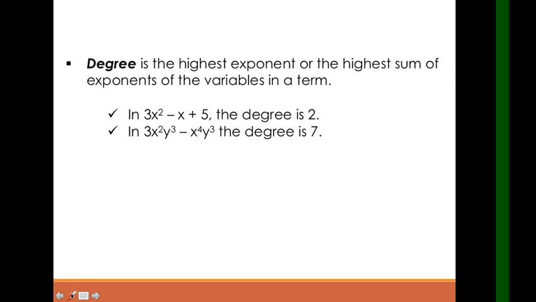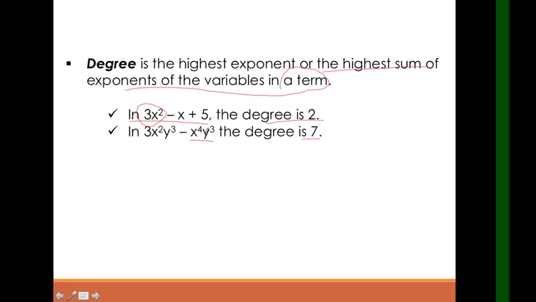Now, for the degree, iba ang degree sa exponent. Okay? Ang exponent, ito yung mga nasa taas ng literal number or yung letter. Pero yung degree, magkaiba siya. The degree is the highest exponent or the highest sum of the exponents in the variable or term, in a term. So, halimbawa dito, yung pinakamataas na exponent na nakikita nyo ay ito. So, yung degree niya ay 2. Dito naman, ang pinakamataas kong nakikita ay ito. Ang degree niya ay 7.